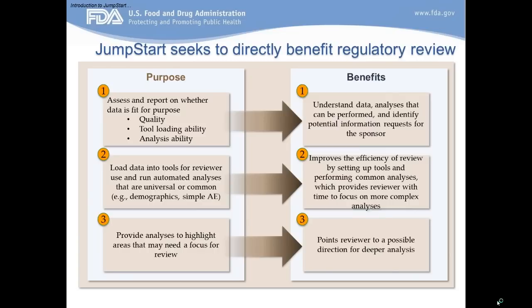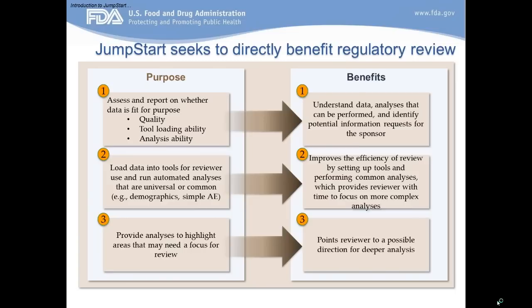We also give them an assessment of whether the data will support particular analysis that they might want to run. So if you have a product that you want to test for a very particular thing and you'll need a subset of the data, we want to make sure the reviewers understand whether they're actually going to be able to do that. Otherwise, 4 months down the line, when they're trying to do the analysis, they figure out that the data had a problem, and now they have to go back to the sponsor and get it fixed. So we're moving that completely to the first 45 days of filing. Now the reviewers can have conversations with the sponsor very early on when there are issues so they can be addressed. As I said, we also load the data into the tools for the reviewers.